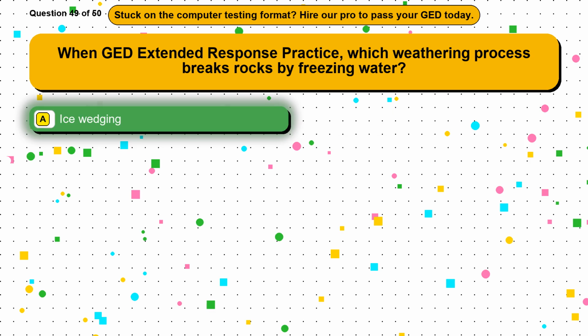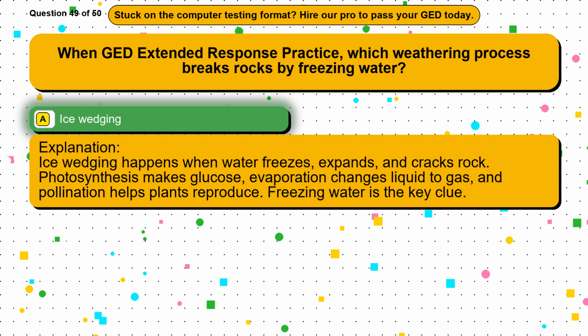The correct answer is option A, ice wedging. Ice wedging happens when water freezes, expands, and cracks rock. Photosynthesis makes glucose, evaporation changes liquid to gas, and pollination helps plants reproduce. Freezing water is the key clue.